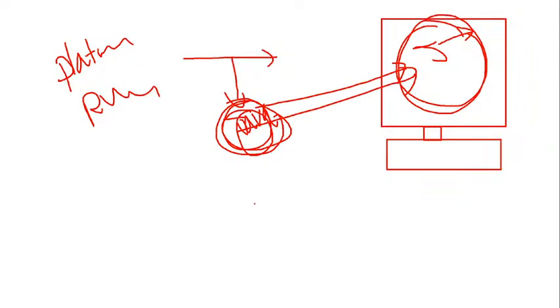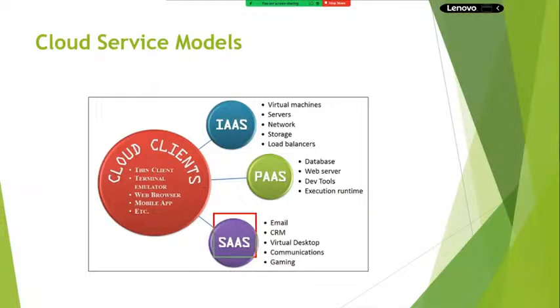Clear? Next is SaaS. In our day-to-day activities in the organization, we are already using software as a service. Could you please tell me the best example of software as a service? Anyone? Like Gmail. Oh yeah, Gmail, very good.